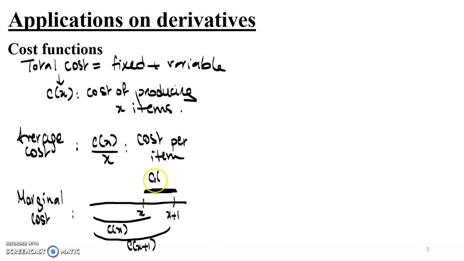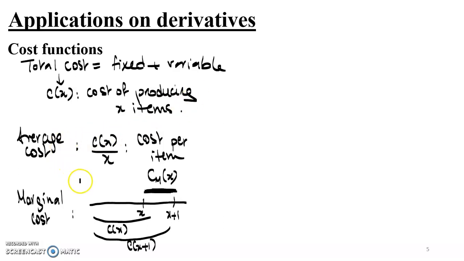So this is the marginal cost, which I'm going to represent by c prime of x. So the marginal cost would basically give me the cost of producing an extra unit. So it's the change in cost when an extra unit is produced.